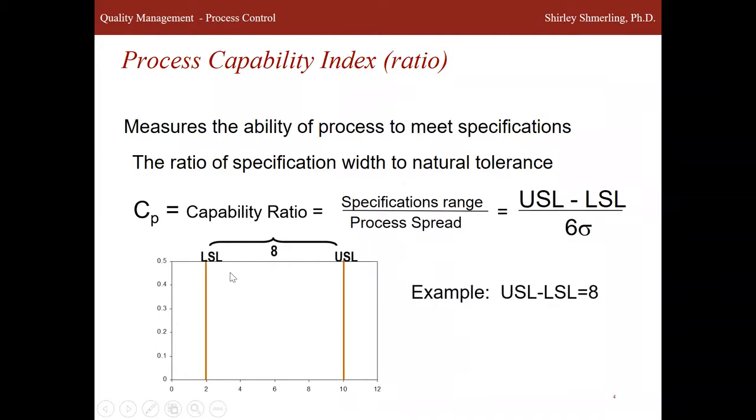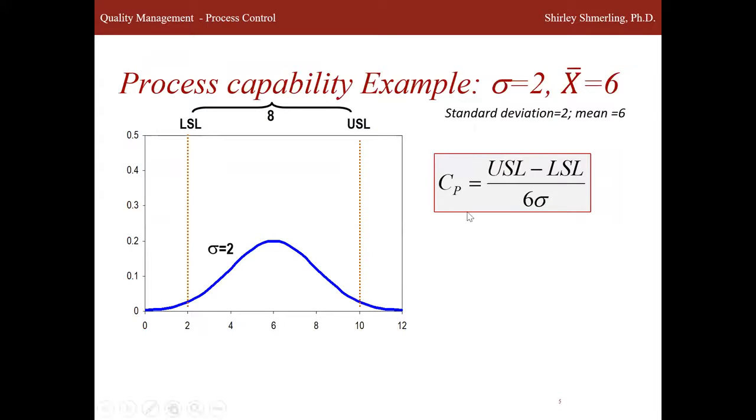Again, in this example, the lower specification was 2 and the upper specification was 10, so the range of the specification from the customer is 8. Let's assume that we have a standard deviation of 2. This is what our process is doing, the blue line. For the capability index, we take the range of the requirements from the customer, which is 8, divided by 6 times the standard deviation. So we have 8 divided by 6 times 2, and we get a value of about 2/3. That's going to be the index.